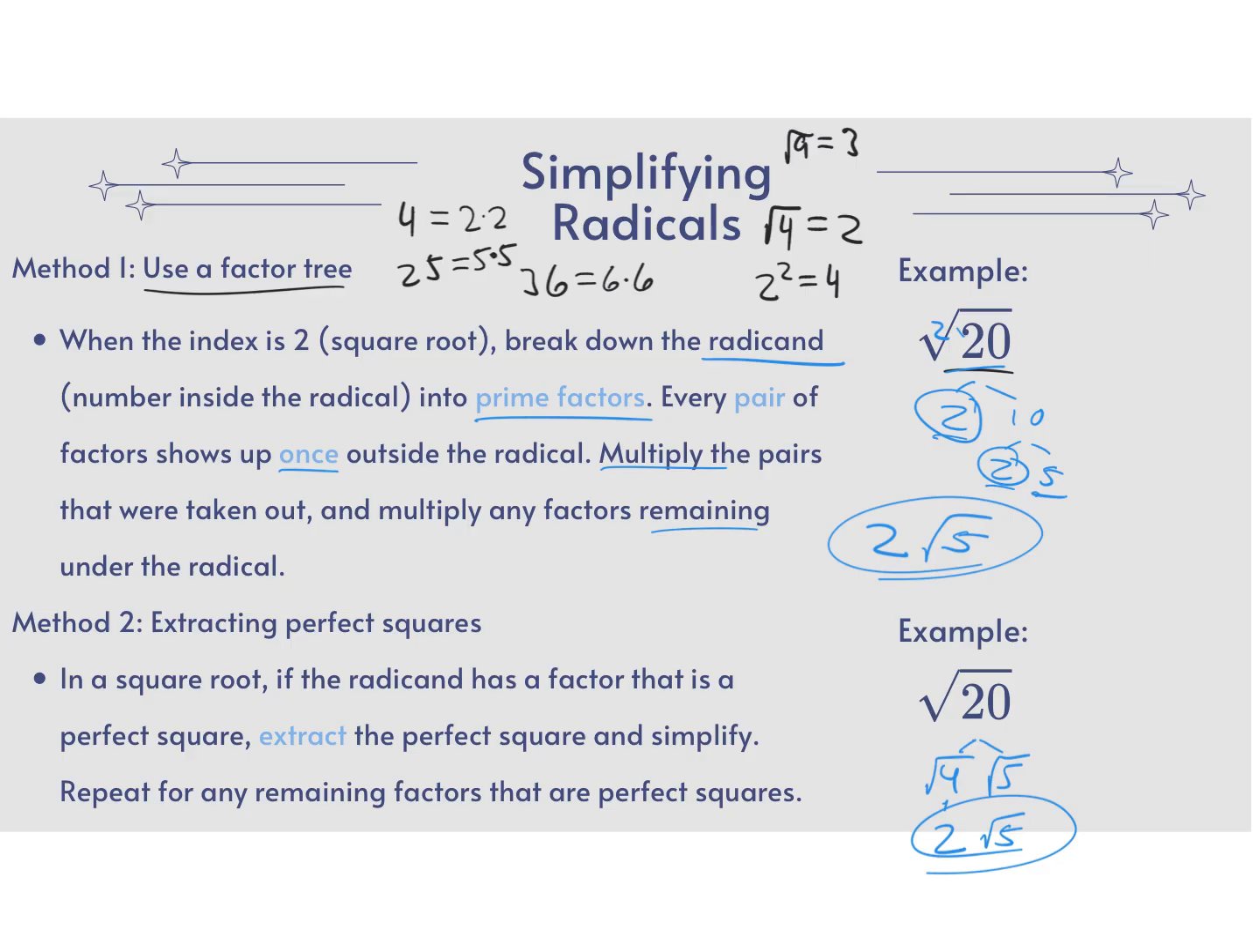So my answer is 2 square root of 5. And you can see how just by knowing some perfect roots and looking for those factors, it makes it a lot faster than if you were to break it down entirely. All right, so we'll do some examples of simplifying. I'll try to do it both ways so that you guys can see.